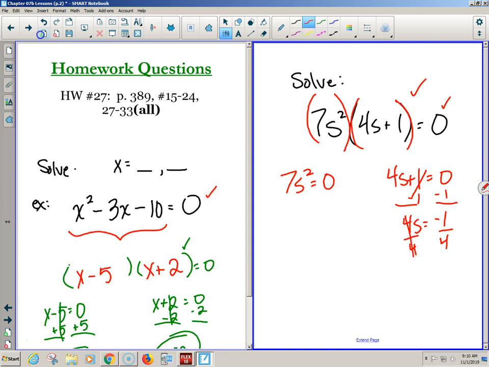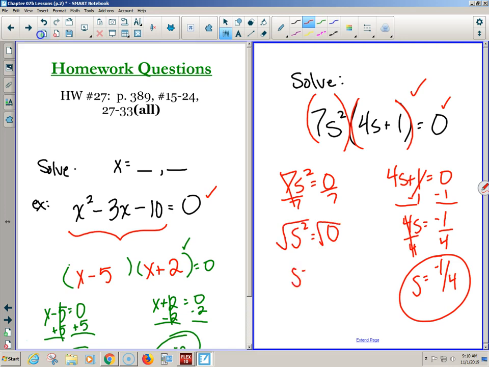The question: is the fraction right? The answer is yes. Negative 1/4 is 1. And some of you might remember how all of these work out. Maybe you don't remember the square root, but 0 comes from these little guys in front. We can find our answer.